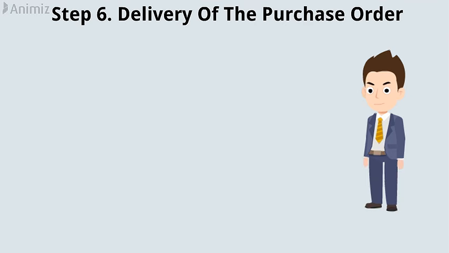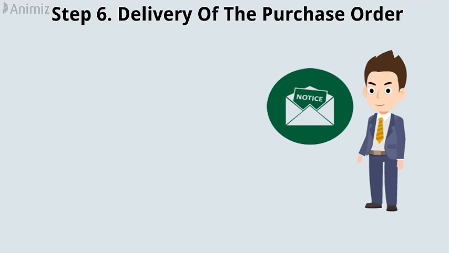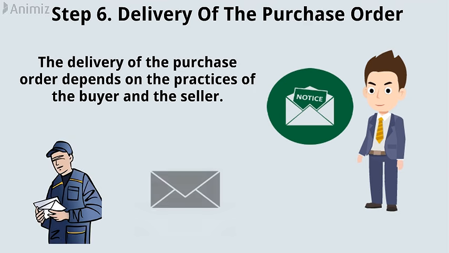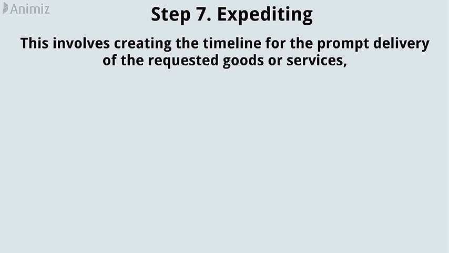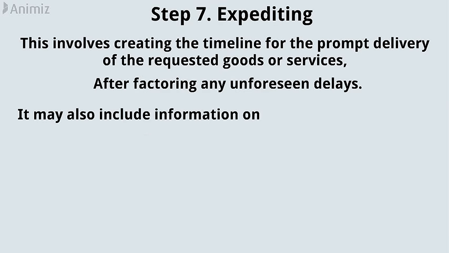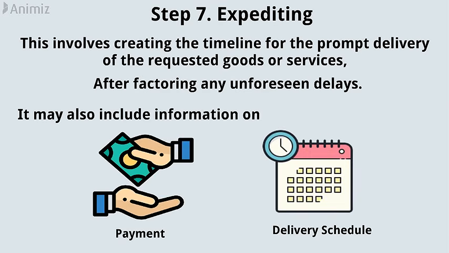Step 6. Delivery of the purchase order. The shipment notice is sent to the buyer wherever applicable. The delivery of the purchase order depends on the practices of the buyer and the seller. It can be in person or by email. This is also as per the specifications agreed upon by both the buyer and the seller. Step 7. Expediting. This involves creating the timeline for the prompt delivery of the requested goods or services, after factoring in any unforeseen delays. It may also include information on the payment as well as delivery schedules.